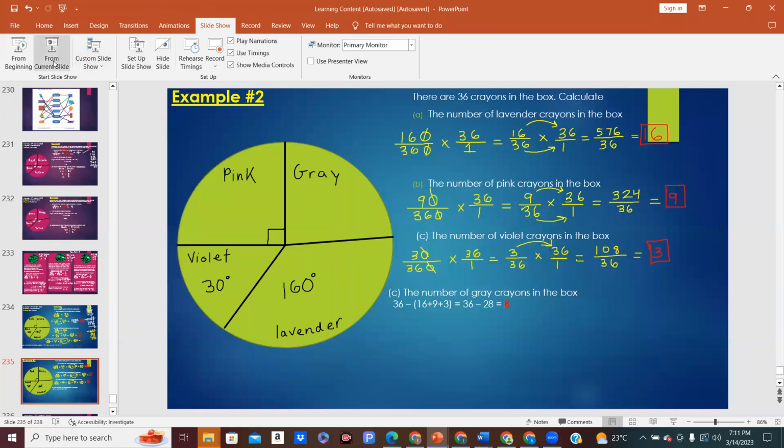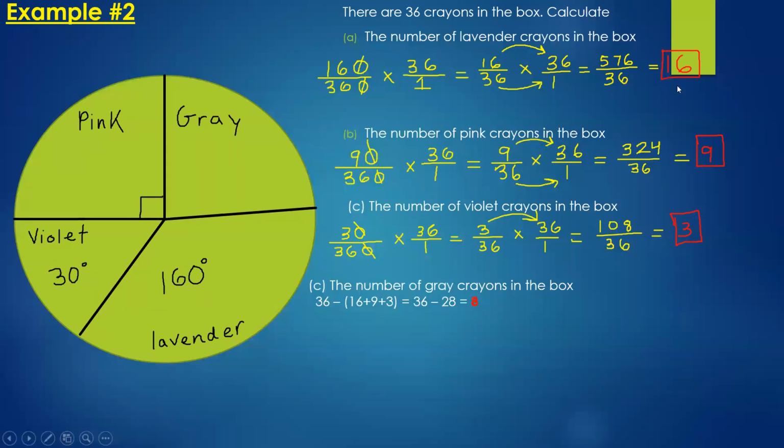All right, and so that's how we do it. If you add up 16, 9, 3, and 8, how much should you get? 36. You should get 36, yes. All right, so that brings us to the end of those two examples.